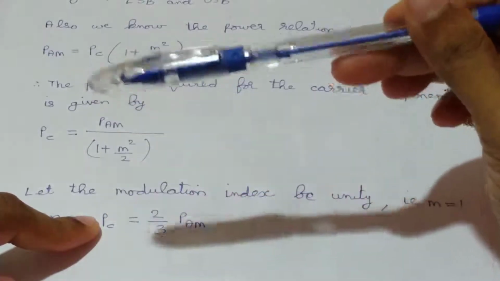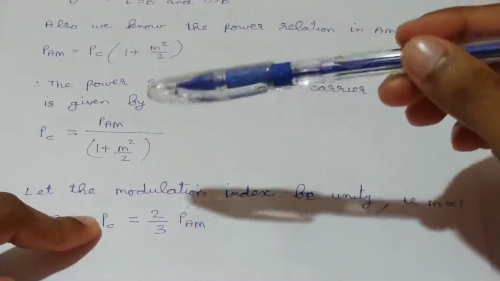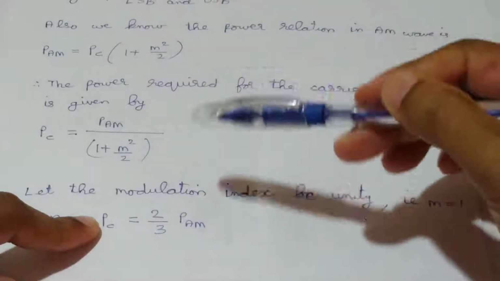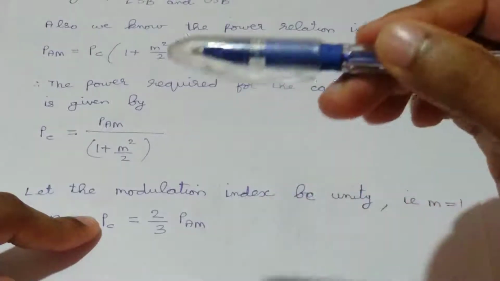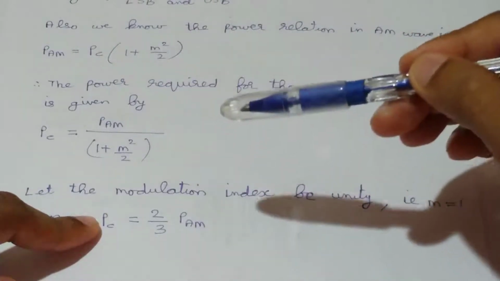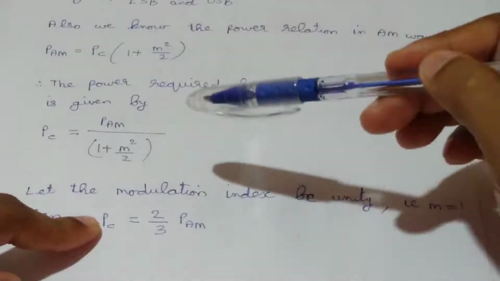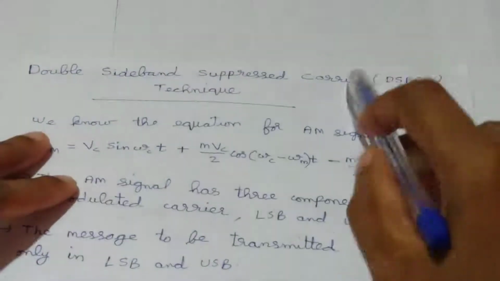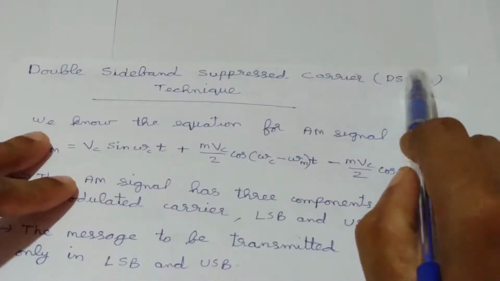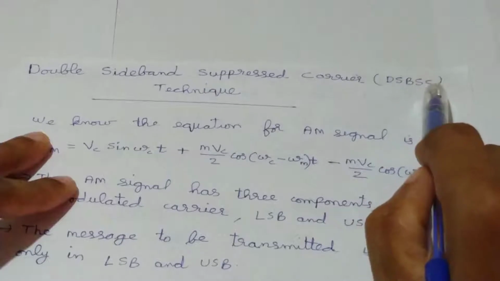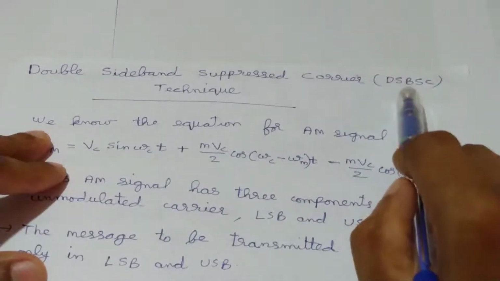So a significant saving in the power requirement can be achieved by suppressing the carrier before the transmission. And this thought process led to the first variant of basic AM, termed the double sideband suppressed carrier technique. So in this variant of amplitude modulation, we will suppress the carrier. Two sidebands are present here, but we will suppress the carrier to reduce the power required.